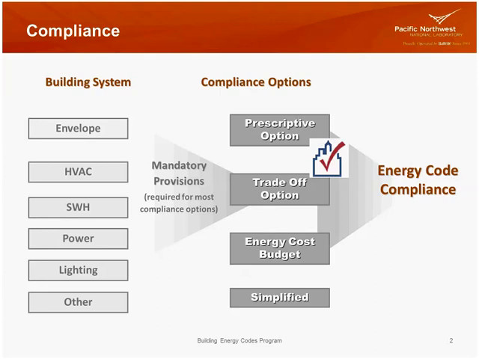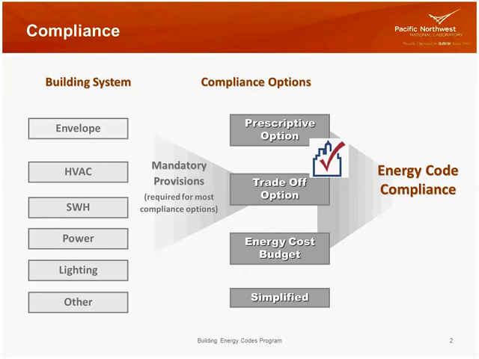So on the left-hand side, it talks about the building systems. These are systems that actually are separated out by the actual code: envelope, HVAC, service water heating, power, lighting, and other. There are also mandatory provisions, regardless of what compliance path you take, that have to be met regardless. Those compliance options will start out with prescriptive, which is very basic, meeting some prescriptive tables.